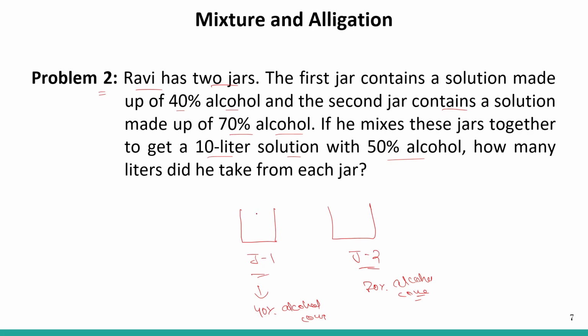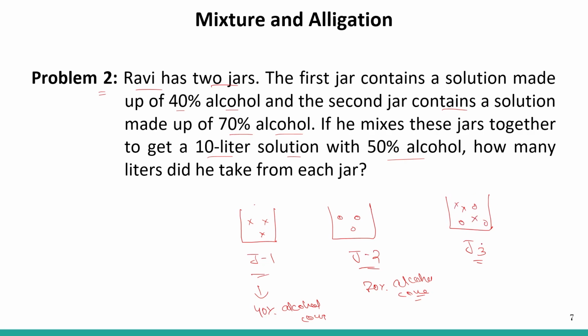How many liters did he take from each jar? Let's say he took X liters from one jar, and 10 minus X liters from the other. There is another jar, let's say this is jar 3. Here he will mix these together. I am denoting the 70% alcohol solution with round circles and the 40% alcohol solution with crosses.